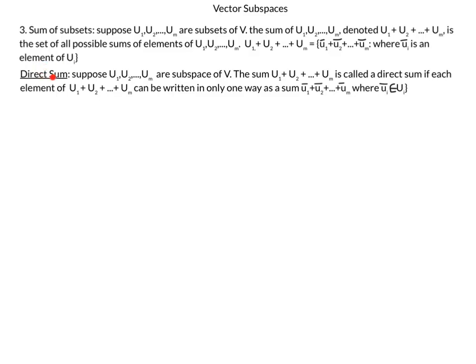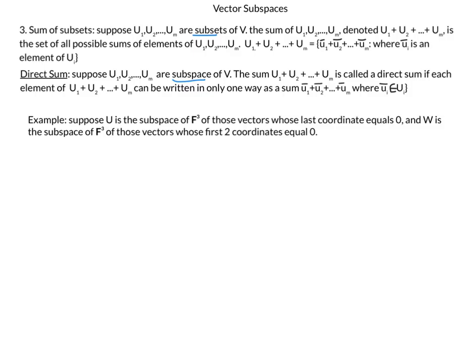Now we have the direct sum. So suppose U1, U2 up to UM are subspaces of V. So this is different because before we were talking about subsets. So they're subspaces of V. The sum U1 plus U2 up to UM is called a direct sum if each element of the sum of subsets can be written in only one way as a sum of vectors U1, U2 up to UM, where each of the vectors Ui comes from the set Ui.